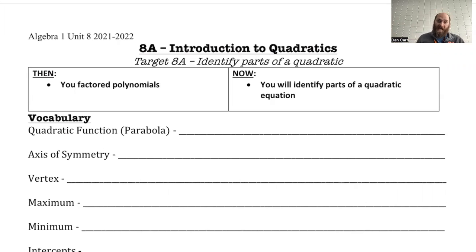Today we're going to start off with Unit 8A, an introduction to quadratic functions. So today's goal, we're going to be looking at parts of our quadratic equation. So let's talk about what that is first.